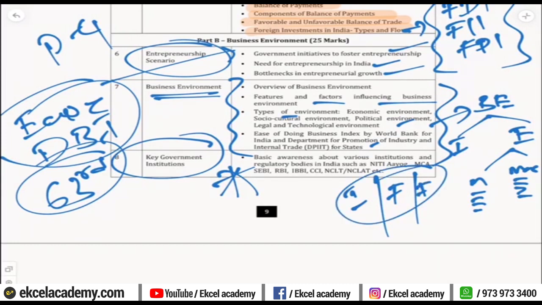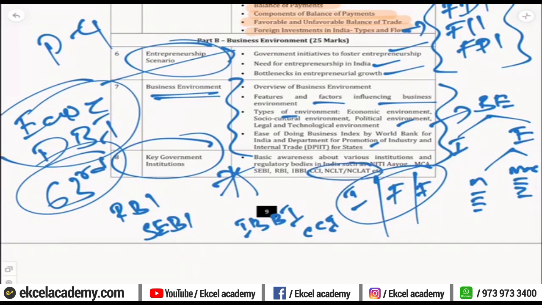So here we study about RBI, which all of us have heard. Then we have SEBI. After that, we have something called IBBI. Then we have CCI, Competition Commission of India. Then we move on to NCLT and NCLAT, the National Company Law Tribunal and the National Company Law Appellate Tribunal, which is very important for every CS student to know. So even that is covered in the last chapter of business environment. So this is the composition, and these are the different topics that are covered in paper 3.